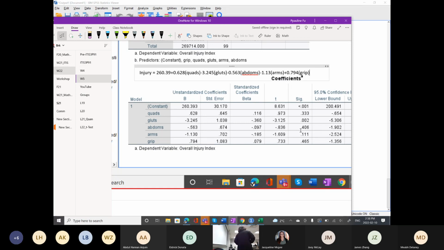So just to make sure I'm understanding, the first one you'd remove would be grip, right? Let me check. Yeah. So the first one, in this case, you should remove grip because the p-value for grip is 0.465. You should delete grip. Then you have 4 variables. Rerun it.